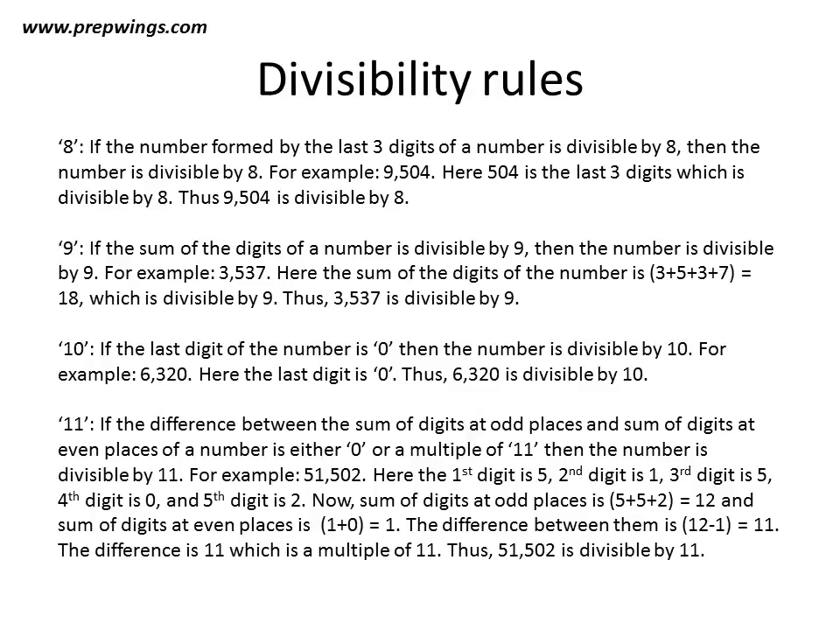51,502. If you look at it, the first digit of this number is 5, the second digit is 1, the third digit is 5, the fourth digit is 0, and the fifth digit is 2. Now we will add all the digits at the odd places, which are 5, 5 and 2. So we get 12 as the sum. Now we add the digits at even places, which are 1 and 0. So the sum comes out to be 1. And we subtract the sums, which is 12 minus 1, that comes out to be 11. So 11 is a multiple of 11. Thus this number 51,502 is divisible by 11.